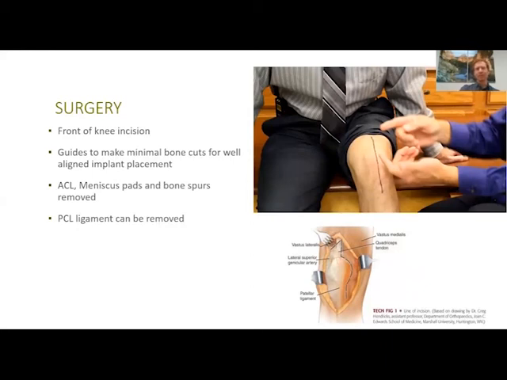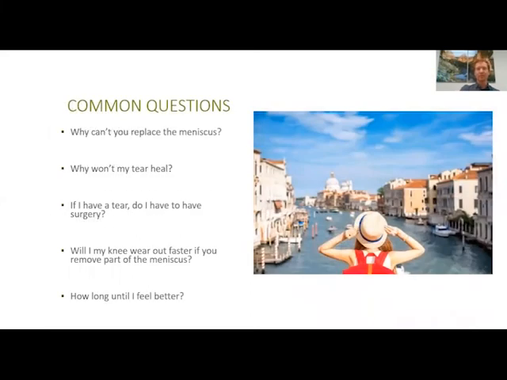And people ask me what actually has to get removed, and both the meniscus pads are removed for the surgery and usually the ACL, but the back ligament, that PCL in the knee usually gets maintained. So I mentioned this just for completion's sake and get a lot of questions on it.